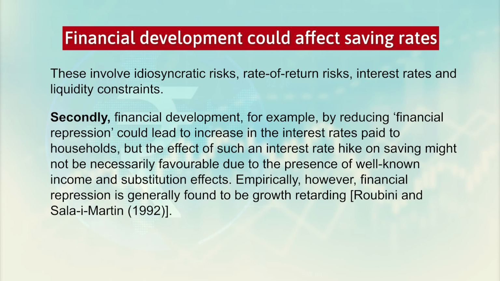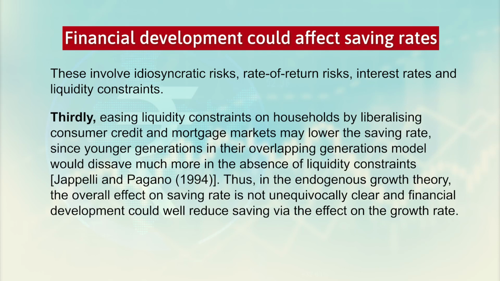Empirically, however, financial repression has generally been found to be growth retarding, especially in the article by Roubini and Sala-i-Martin of 1992. Thirdly, easing liquidity constraints on households by liberalizing consumer credit and mortgage markets lowers the savings rate, since younger generations in the overlapping generations model would save much more in the absence of liquidity constraints. Thus, in the endogenous growth theory, the overall effect on the savings rate is not unequivocally clear, and financial development could well at certain times reduce the savings rate via the effect on the growth rate.